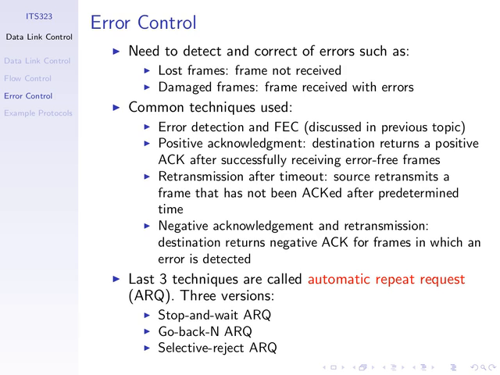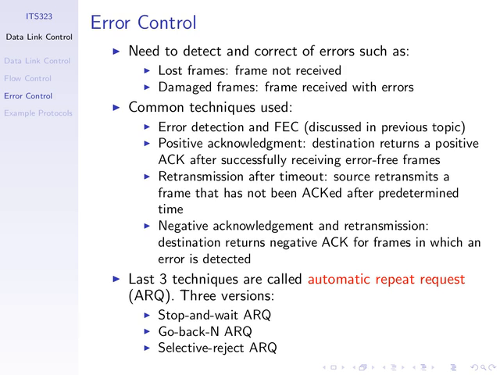Other approaches that are used include using positive acknowledgements. So you transmit a frame from source to destination. If the destination receives that frame and that frame has no errors, it sends back an acknowledgement saying, thank you, that frame that I received is correct. If the source doesn't receive a positive acknowledgement within some time, it may retransmit that frame. So that's the other error control mechanism.